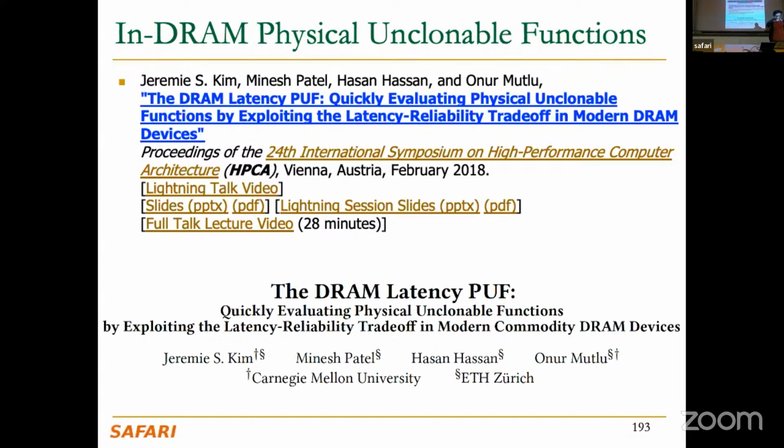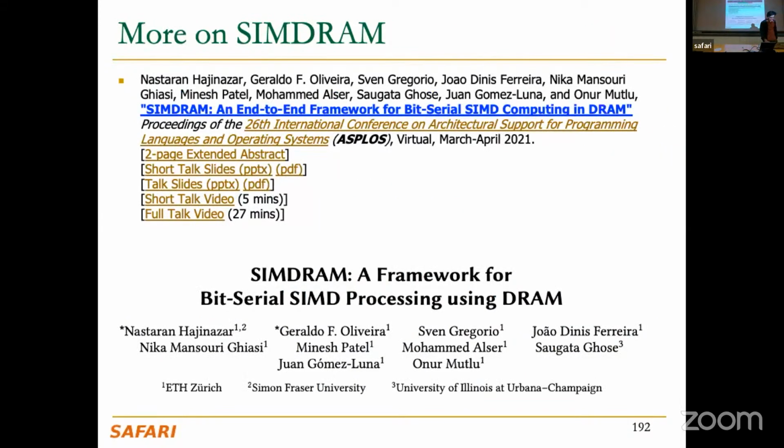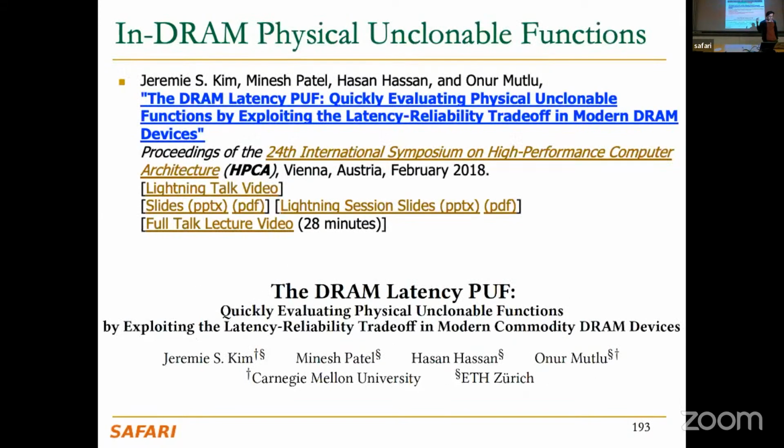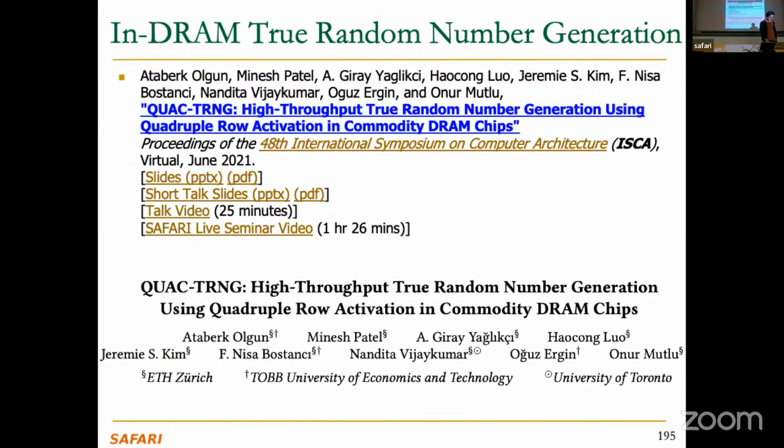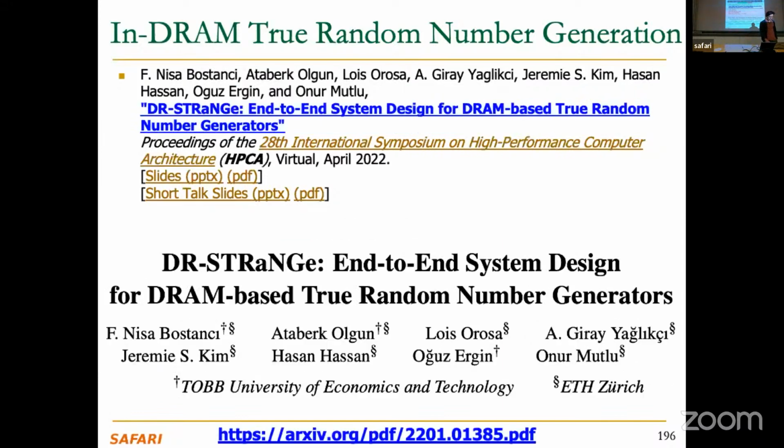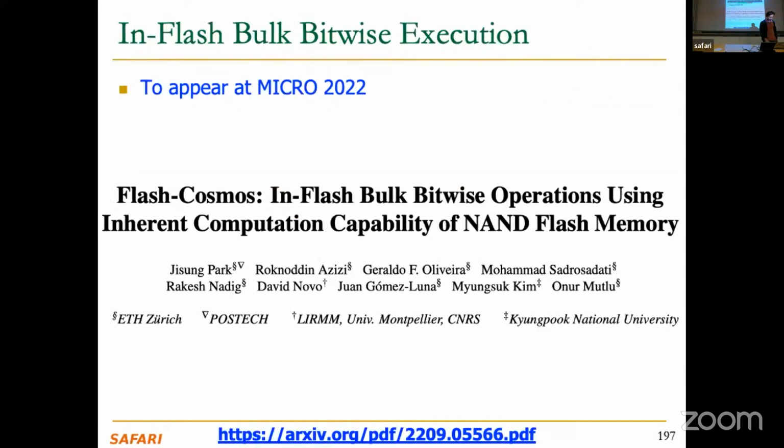There are also other works from our group in processing using memory, like those related to security. For example, this one is about generating physical unclonable functions inside DRAM or true random numbers. This is another proposal for true random number generation, and this is an end-to-end system that supports true random number generation. And there are even more works.